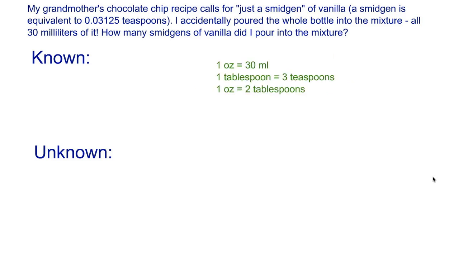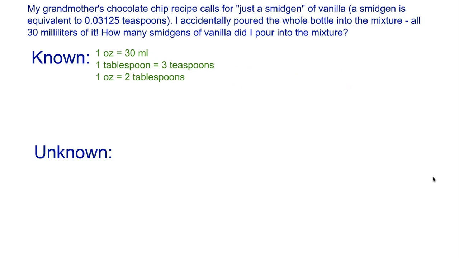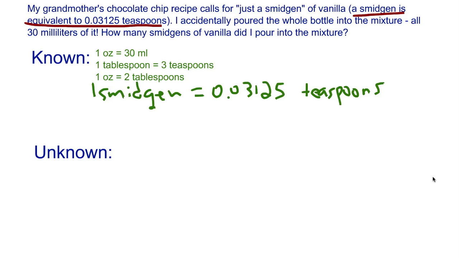Well, right off the bat, these are our knowns. We know all of these equalities, these quantities. But also, there's another known in the problem. A smidgen is equivalent to 0.03125 teaspoons. So we need to add that in.